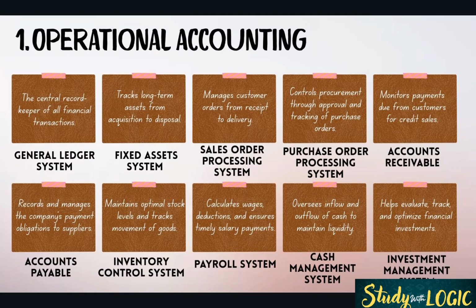Next, we have the purchase order processing system. Under this, the system processes purchase orders and tracks which purchase order has been fulfilled and which stock items have been damaged and are not meeting the quality requirements. It provides information to the accounts payable system and inventory system.